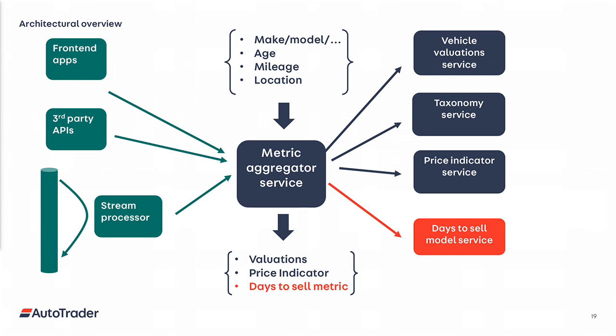Talking to that metric aggregator service, we've got our front-end apps. Those are the dealer forecourt management tools. Also our consumer website. Consumers looking to buy a car can go straight onto our website and get a valuation for the car perhaps they're looking to trade in. We've got third-party APIs, so auction companies, fleet and lease companies, and manufacturers connect to us directly to get these metrics. And then we've got a stream processor. This is Kafka, and that's used to integrate these metrics into our search index.